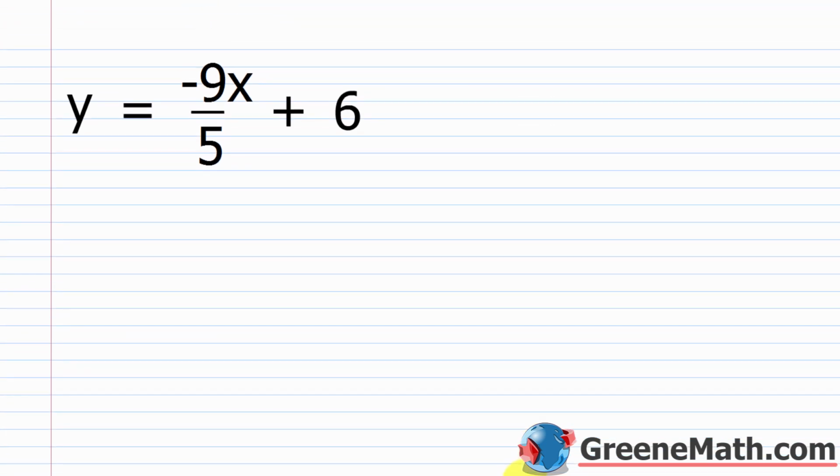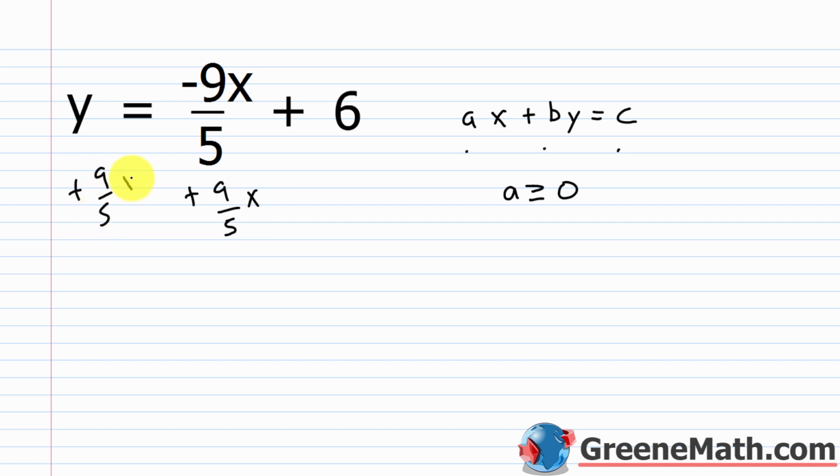We have y equals negative 9/5 x plus 6. Again, I'm looking for ax plus by equals c, where a, b, and c are integers. A is greater than or equal to 0, and a and b are not both 0. All right, so I'm going to start out by adding 9/5 x to both sides of the equation. So we're going to have 9/5 x plus y is equal to 6.